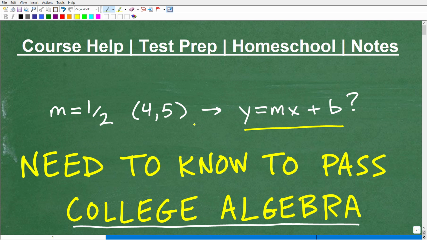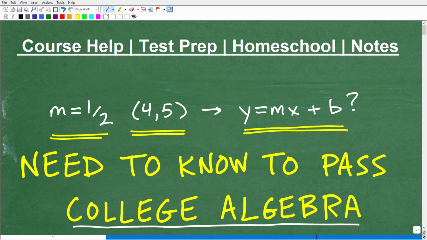Okay, and I want to know the equation of a line that has a slope of 1/2 and passes through the point 4, 5. Okay, so that is the question. Write the equation of the line or find the equation of a line that has a slope of 1/2 and passes through the point, the xy point 4, 5, and put your answer in slope-intercept form or y equals mx plus b form.